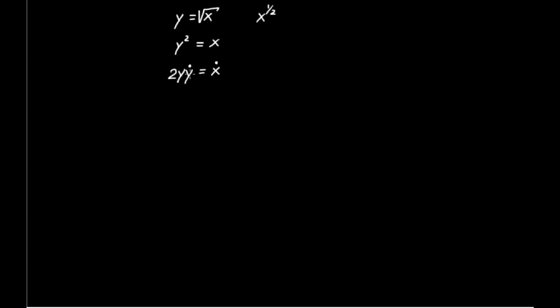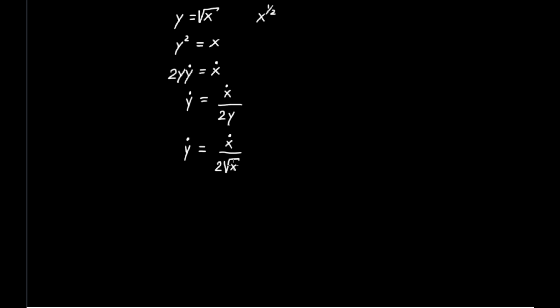And again, the quantity that we're after is y dot. So let me solve for y dot. I find that y dot is equal to x dot divided by 2y. And then I know what y is equal to. It's the square root of x. So let me just substitute that in again. And what I have is that y dot is equal to x dot divided by 2 times the square root of x.